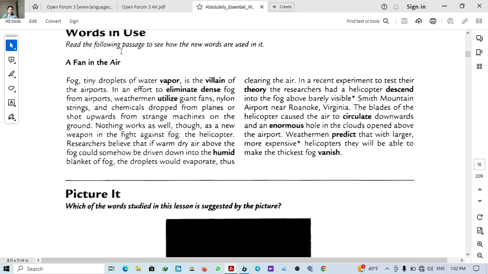So here, as usual, you have got a text or an article in which the 12 words that we have discussed above are used. So just go through them and reflect on the usage of the words in their contexts.